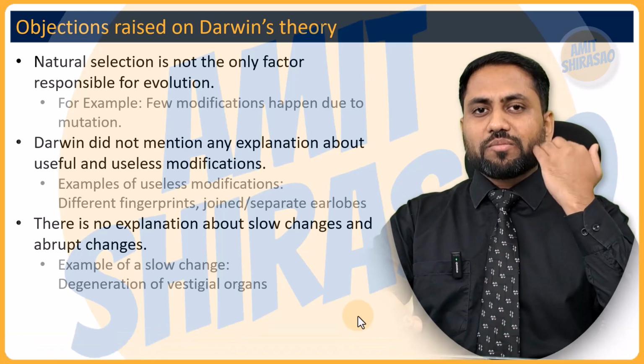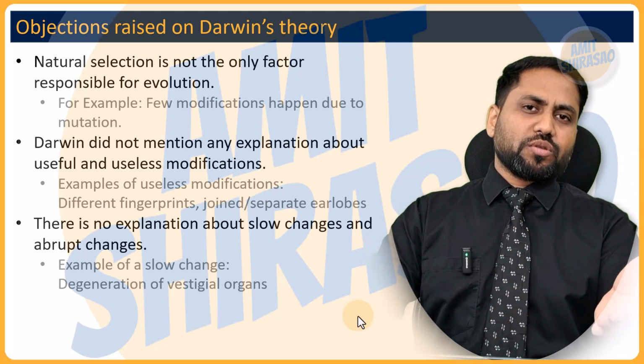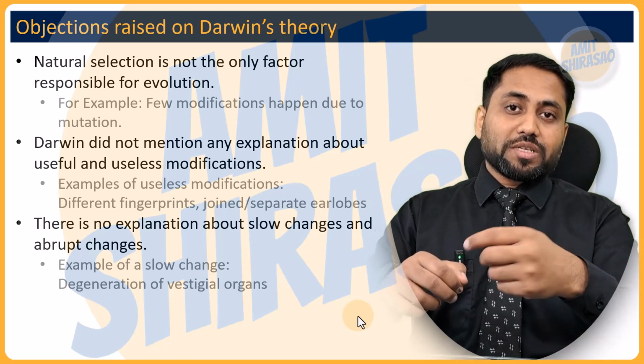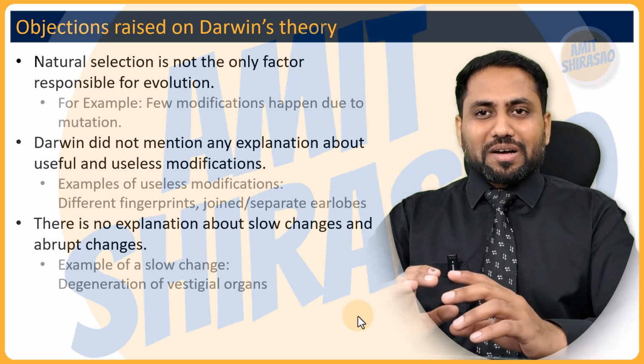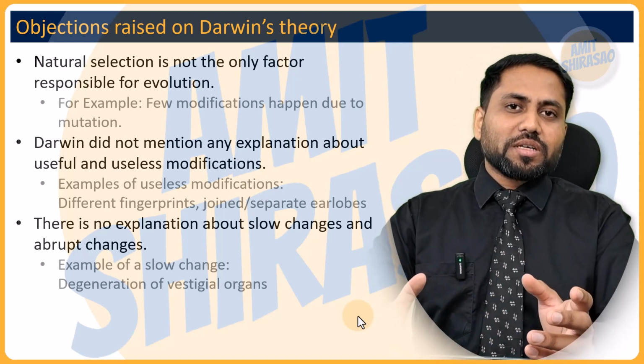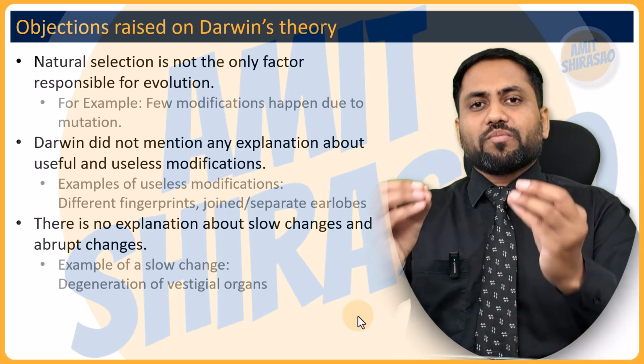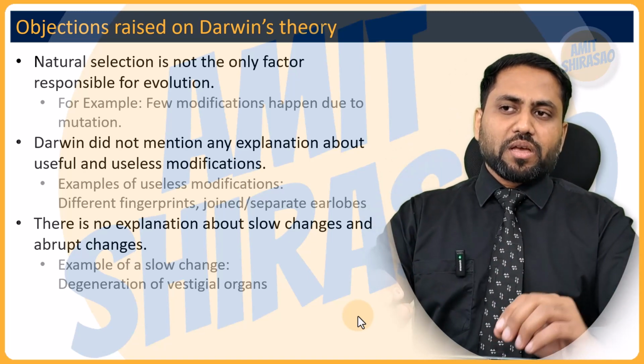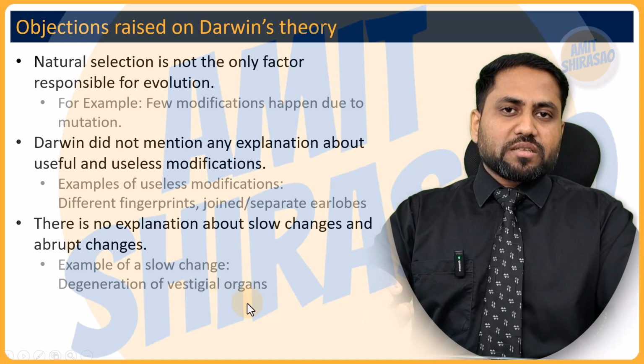These organs are becoming vestigial. Appendix, it never grows to the full size. So if it grows, then we have to surgically remove it. So that is basically what these organs are becoming vestigial. Our tailbone is becoming vestigial. So these are slow changes.